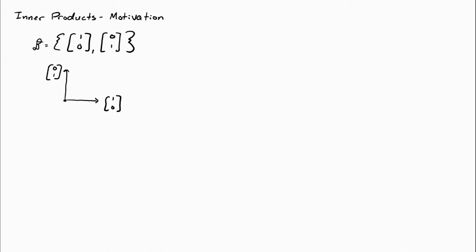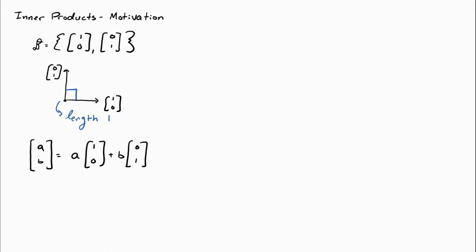Your favorite basis should be the standard basis of Rn. But why? Take R2 for example. We can draw these two vectors. Notice how they're perpendicular and length 1. That's a pretty nice property. Any vector in R2 can be written like this. It's incredibly easy to find the coordinates.